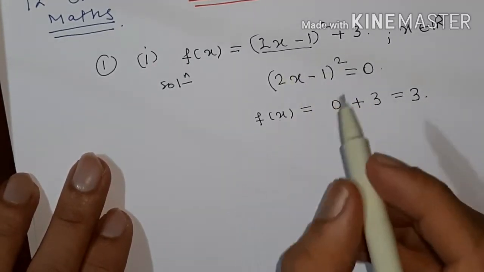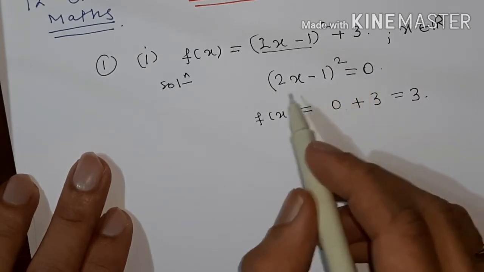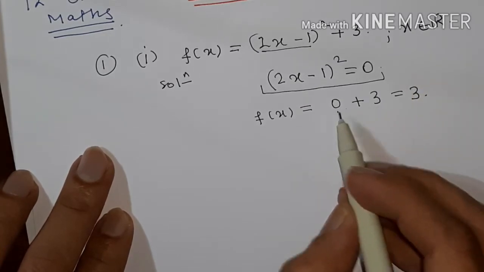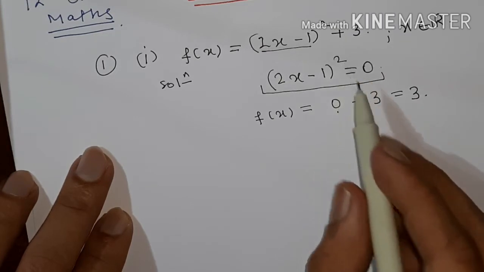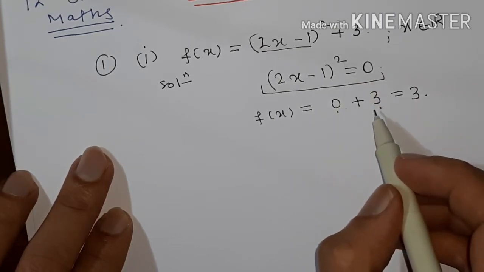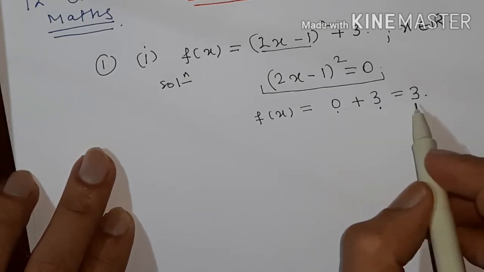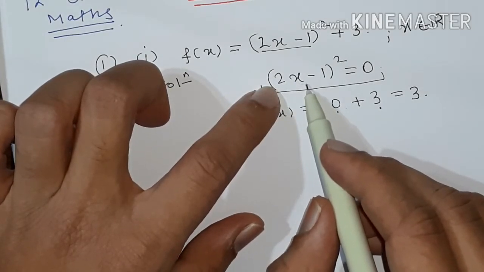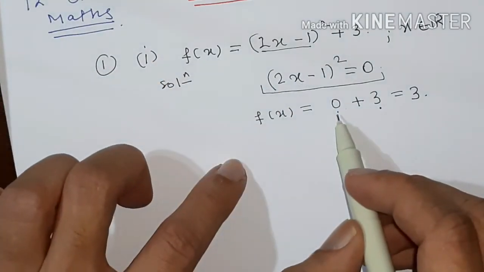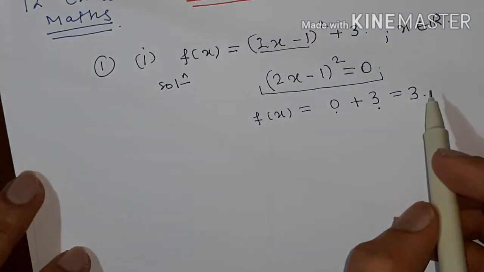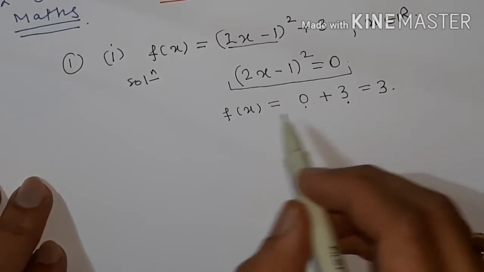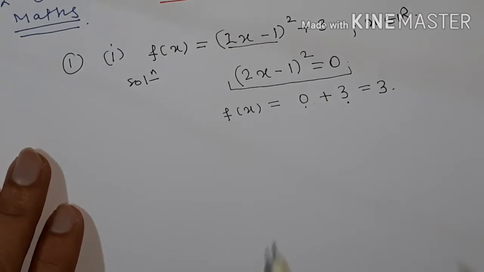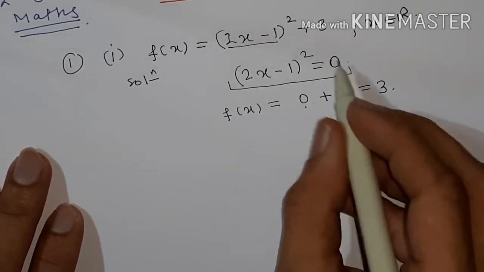Now suppose we take this quantity as non-zero. What will happen? You will get a positive quantity, because square is there, plus 3, so that will be greater than 3. If you take any non-zero quantity here, you will get a value greater than 3. So the value of the function is minimum when this quantity becomes 0.